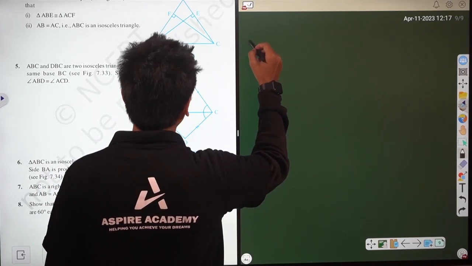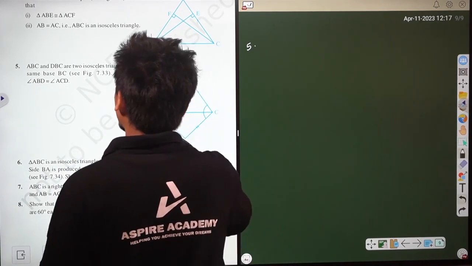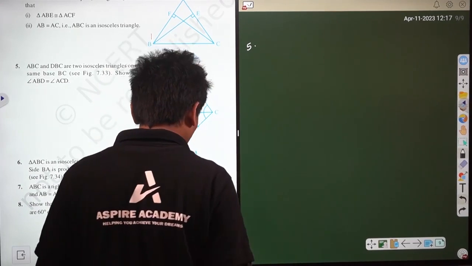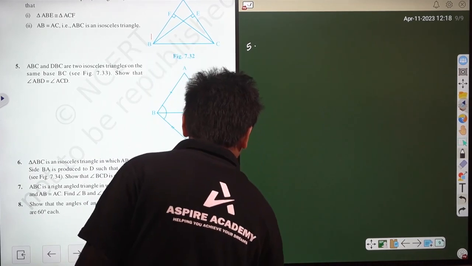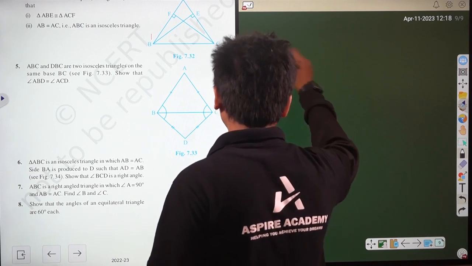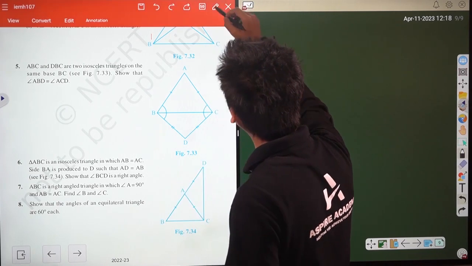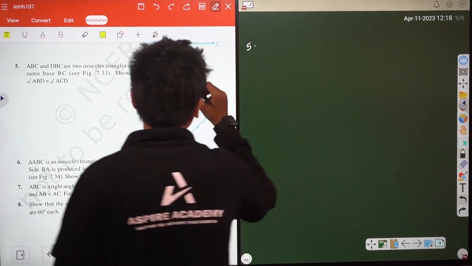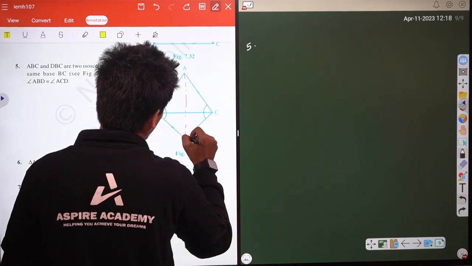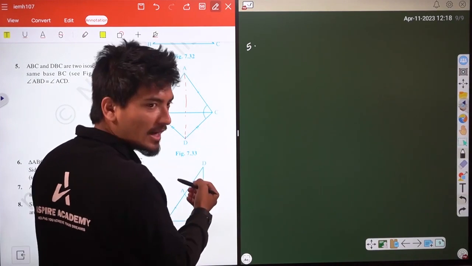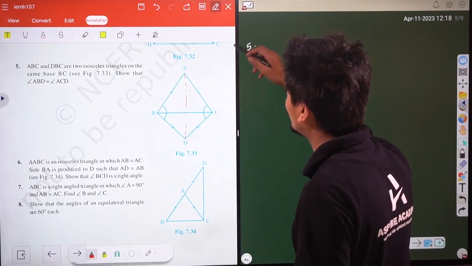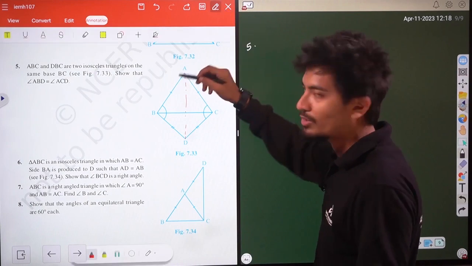Now, see here, since the diagram is already given, I will not draw the diagram. Triangle ABC and, okay, here you need to draw one construction, that is you have to join these two angles, that is angle A and angle D. You need to join it. Okay, so this is the only construction which you need to draw. So I have already drawn it here.